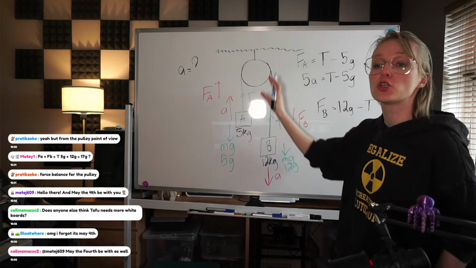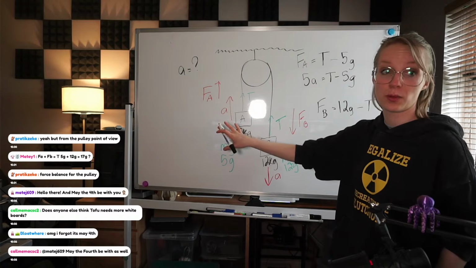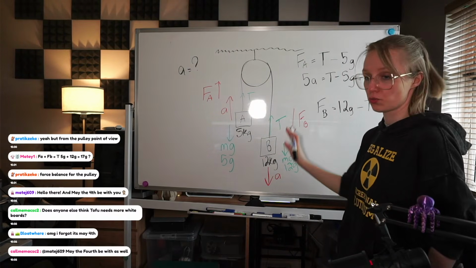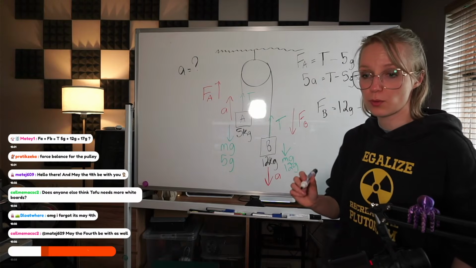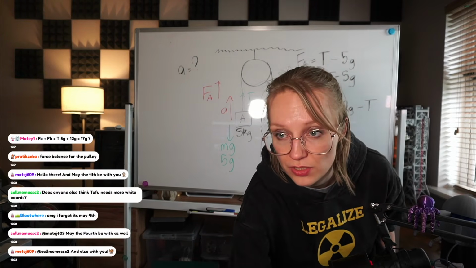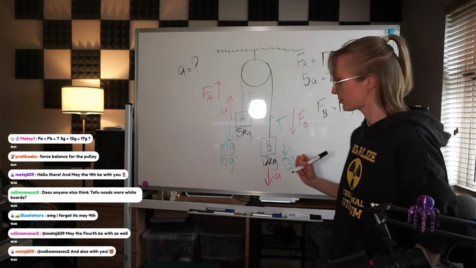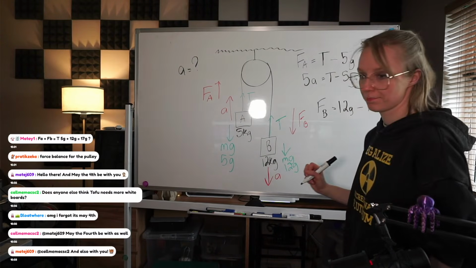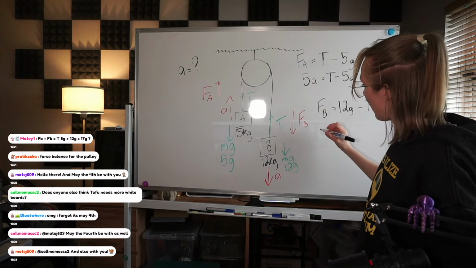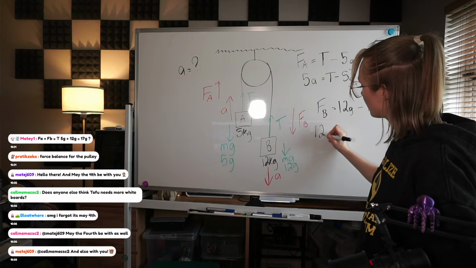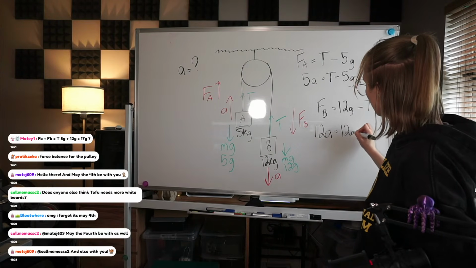Remember, FA is the total story. And then we break down what's happening in the total story. It's the tension and the weight. And then FB is the total story of B. We break it down by its weight and the tension. That's what we're basically extracting from these equations. FA and FB are the total stories. Okay? So those are our equations. One quick thing: FB is equal to 12 times A.